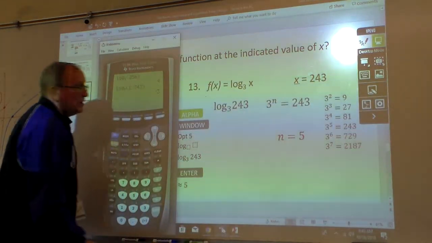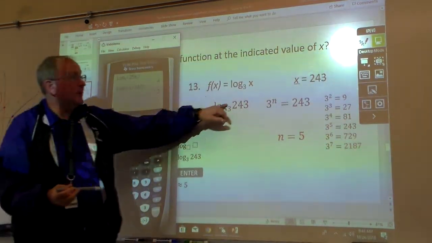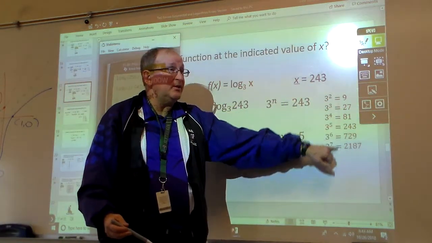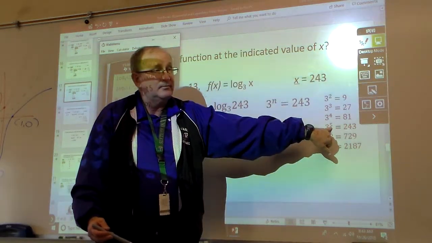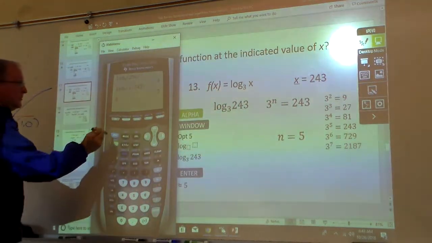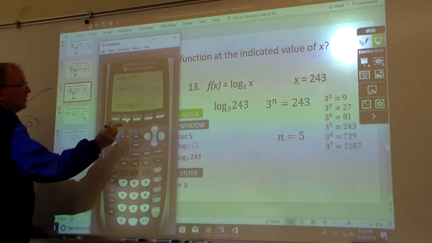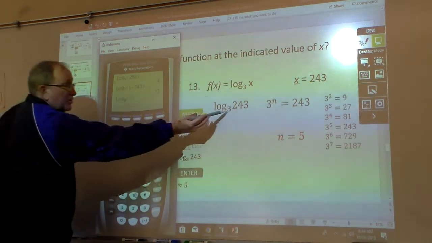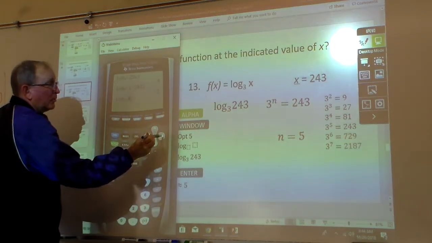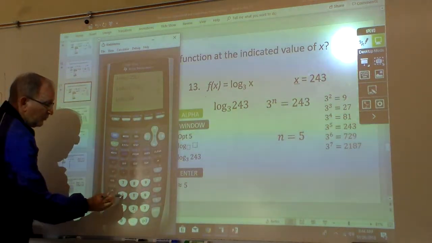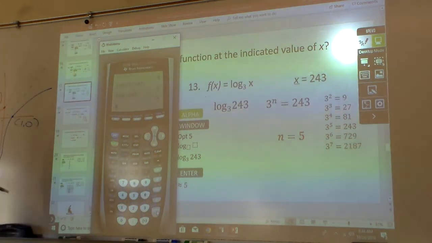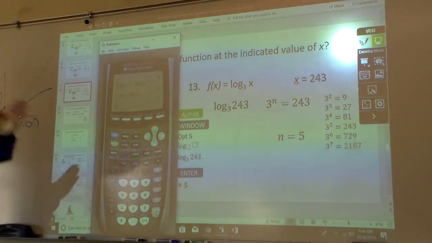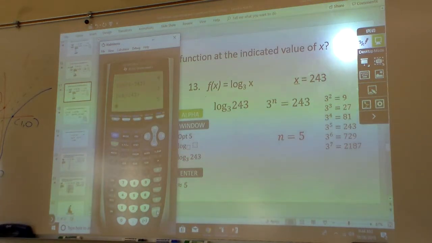Then towards this one. This one's base 3. Now you notice if I pull up my little chart for 3s, that's a lot of writing down to figure out how many times 3 goes into 243. It's just easier to go alpha, window, option 5. And what's my base here? 3, and arrow over to 243, and hit enter. And we got 5. Make sure you go back around that way. All right.